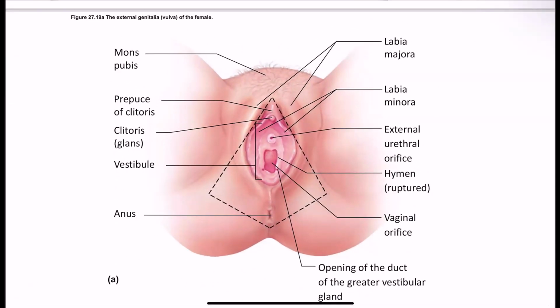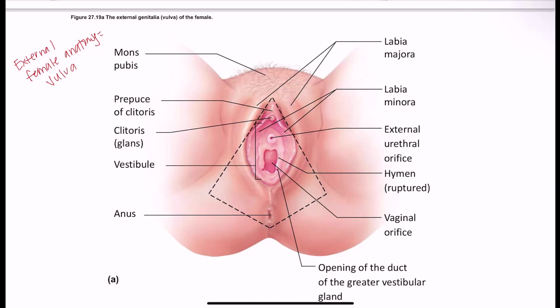Most female reproductive anatomy is internal, but the external portions are shown here. The external female reproductive anatomy is called the vulva. Colloquially, we call female reproductive anatomy the vagina, but it's really the vulva.